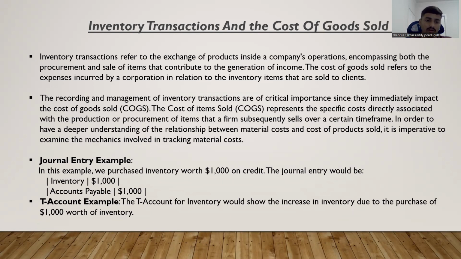According to our presentation, the journal entry example here I have taken is we purchase inventory worth $1,000 on credit. The general entry would be like this. And then considering the T account example, the T account for inventory would show the increase in inventory due to the purchase of the $1,000 worth of inventory.